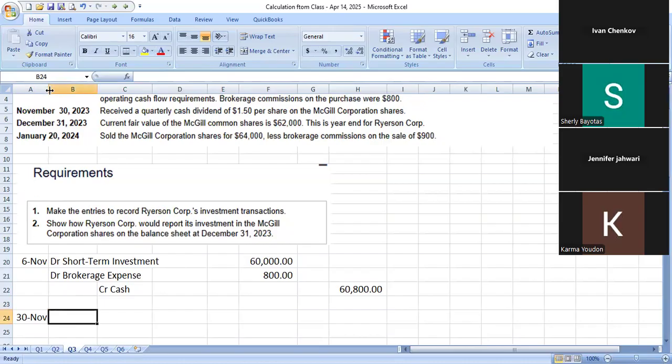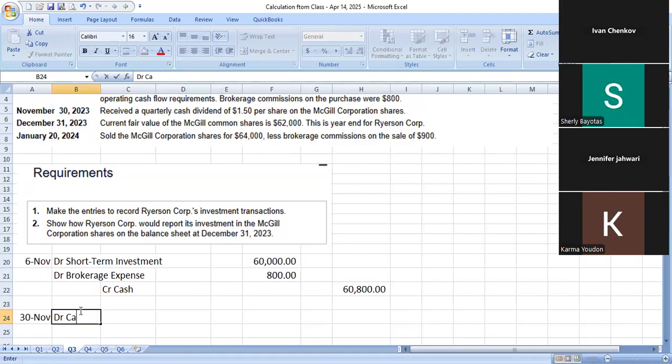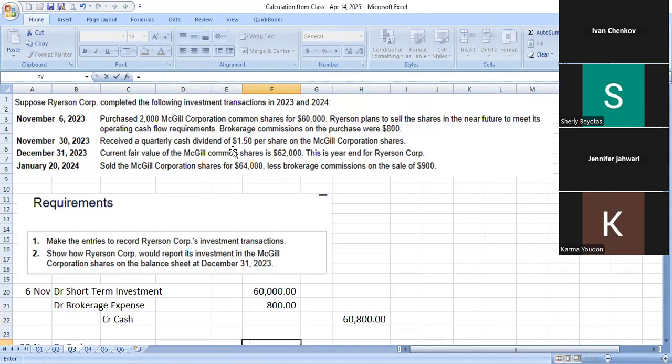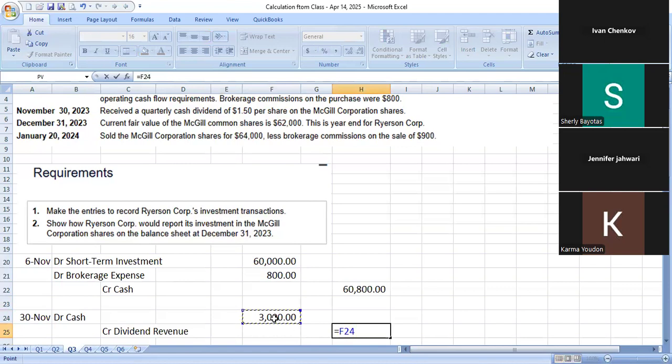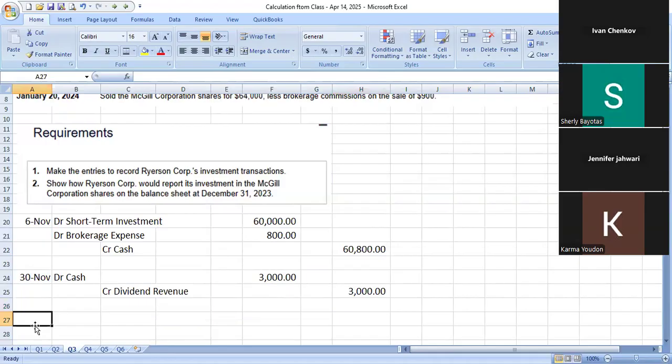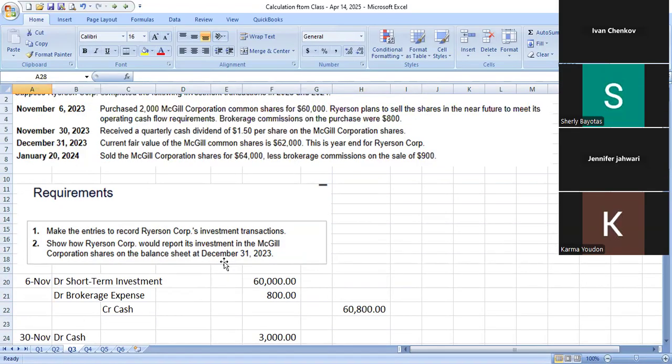So we're getting the dividend. What are we going to get? Debit cash. And how much cash are we going to get? 1.5 per share, right? How many shares do we have? 2,000 times 1.5 per share. That's $3,000. Credit dividend revenue for the same amount, correct? Now December 31st comes. What's going to happen on December 31st? We have to bring our investment to the fair market value, correct? Where is the fair market value?